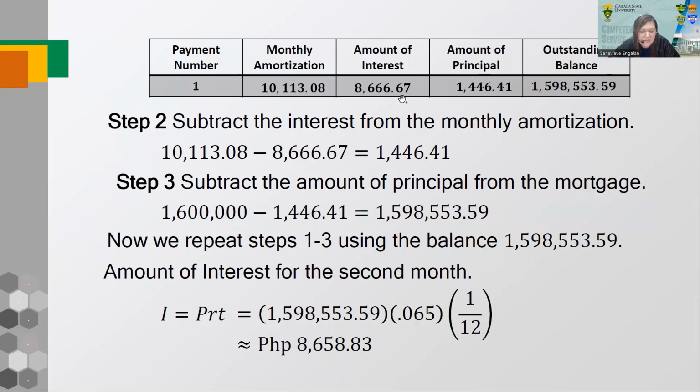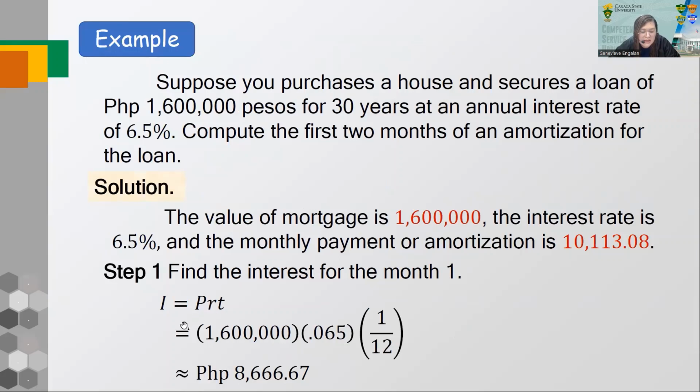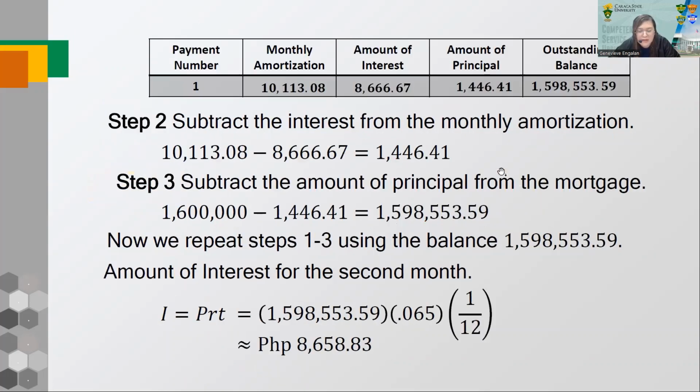The 8,666.67 we got from the interest, which is equal to the principal, our debt, times the annual rate of our debt: 0.065 times one month out of 12 months in a year, so 1/12, no? So that's it. For the second month, this is now your balance, your debt: 1,598,553.59 times the same rate, 0.065 times 1/12.